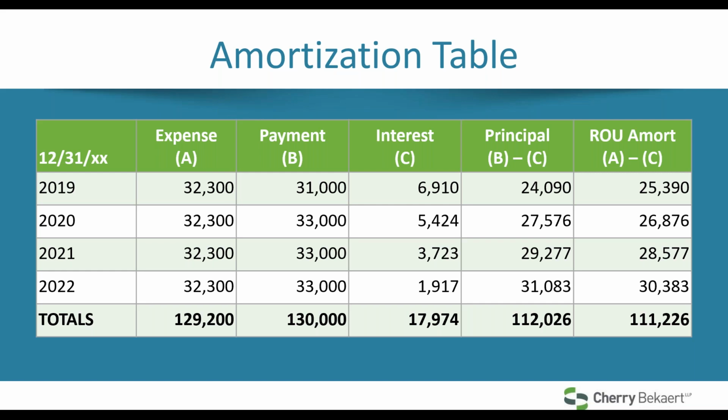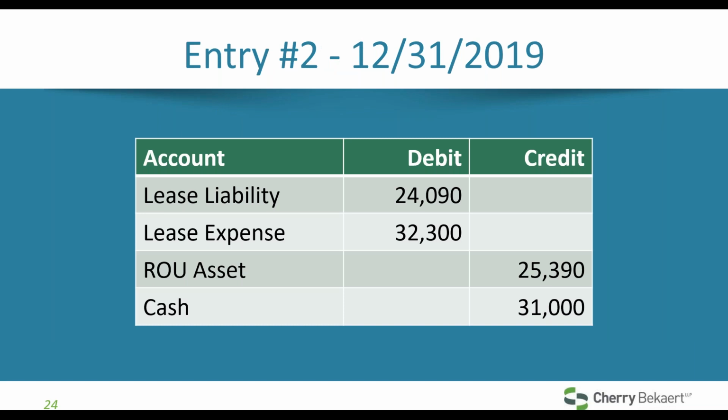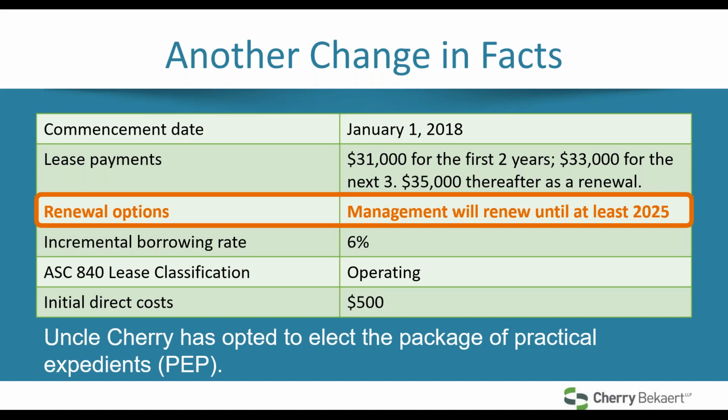And then we have our entry that we can go ahead and post at 12/31/2019. And so this is reporting under 842 for the full year. We would reduce our lease liability by $24,090 just following that amortization schedule. We have our straight line lease expense at $32,300. We can reduce the right of use asset with that right of use amortization at $25,390, and then our cash is of course fixed with whatever the payment schedule is, and then we would follow that throughout the remaining life of the lease. What is going to come into play a lot of times, however, is this lease term being an issue.